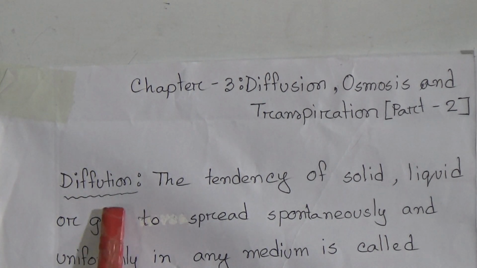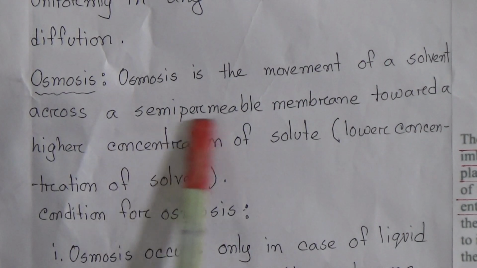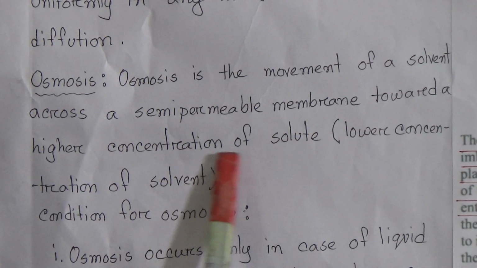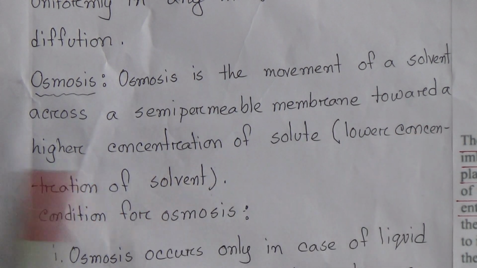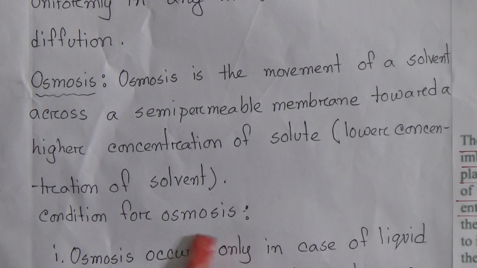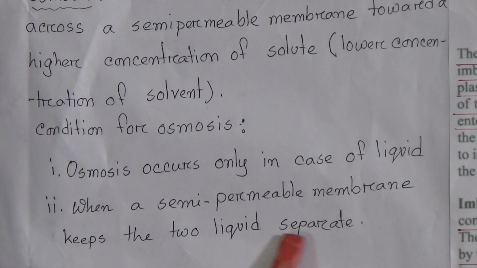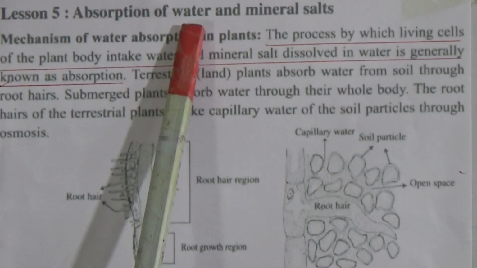The definition of diffusion is: the tendency of solid, liquid or gas to spread spontaneously and uniformly in any medium is called diffusion. And the definition of osmosis is the movement of solvent across a semi-permeable membrane towards a higher concentration of solute, that means a lower concentration of solvent. Now come to the conditions for osmosis. Osmosis occurs only in the case of liquid, and the second condition is that a semi-permeable membrane keeps the two liquids separate. Now come to today's topic, lesson 5, absorption of water and mineral salt.